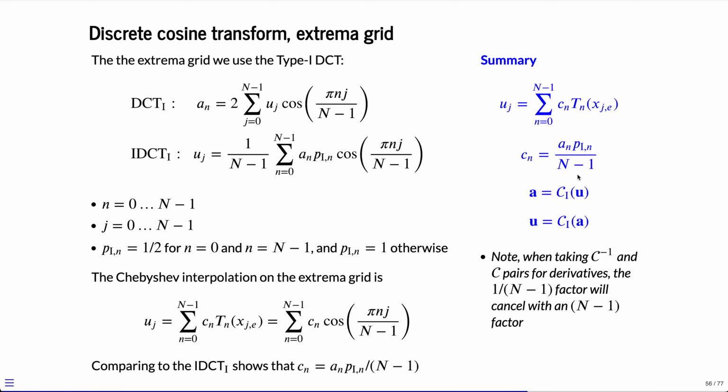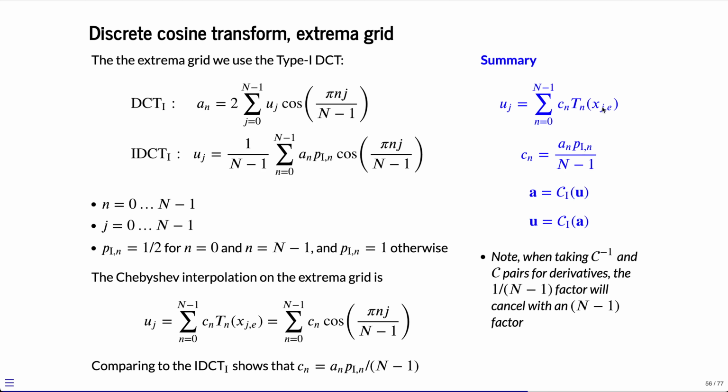Nice. Okay, let's do the same thing on the extrema grid, so we'll go through this really quick. The discrete cosine transform on the extrema grid. Now this part is called a type 1 discrete cosine transform instead of a type 2. And so we have, those are listed here. And if you look at the Chebyshev interpolation on the extrema grid, it's given by this. So you can make a comparison between the Chebyshev interpolant and the inverse transform. And when you do that, you can say, oh, Cn then is simply An p1 divided by n minus 1. Done.